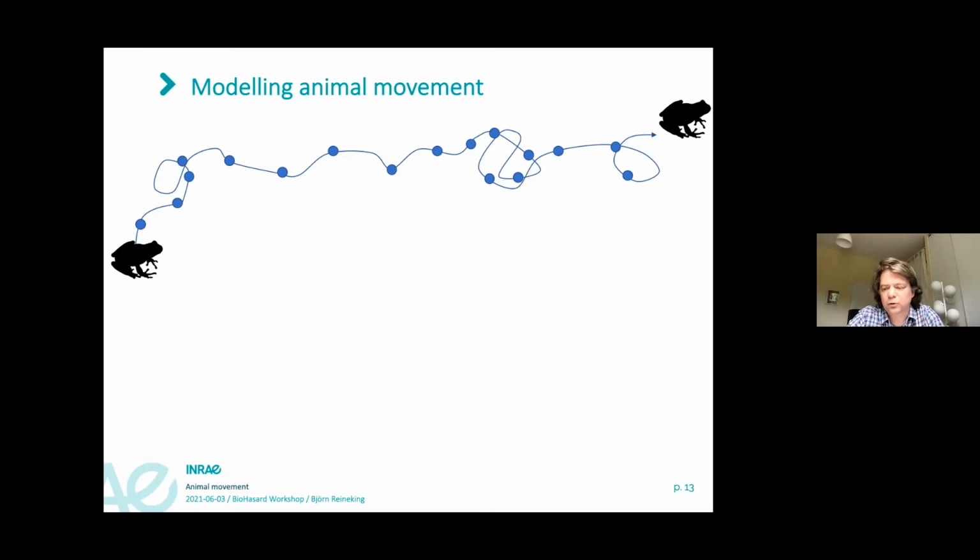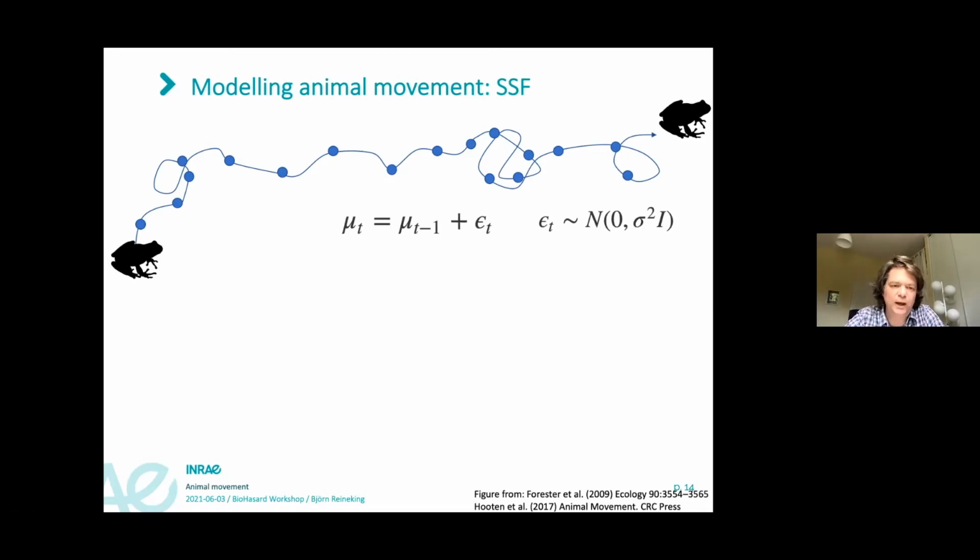One of the key tools for analyzing animal movement has been devised with discrete time in mind. And perhaps the classic way of analyzing the movement or the trajectory of an animal is with random walks. So we have mu t, which is the position of the animal at time t, and we can model it as the position at the previous time step, and then we add some stochastic term, in this case a normal distribution that is symmetric.